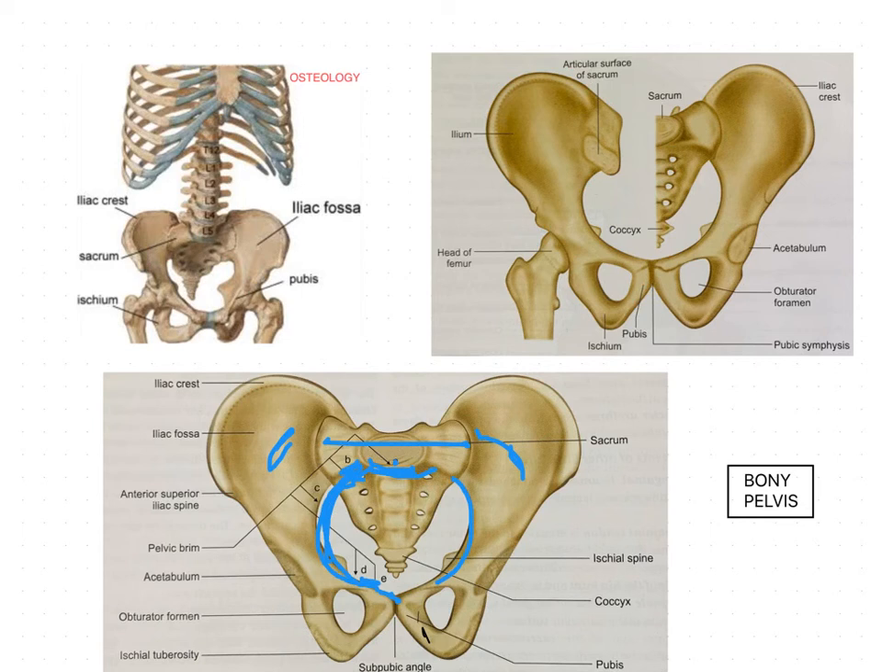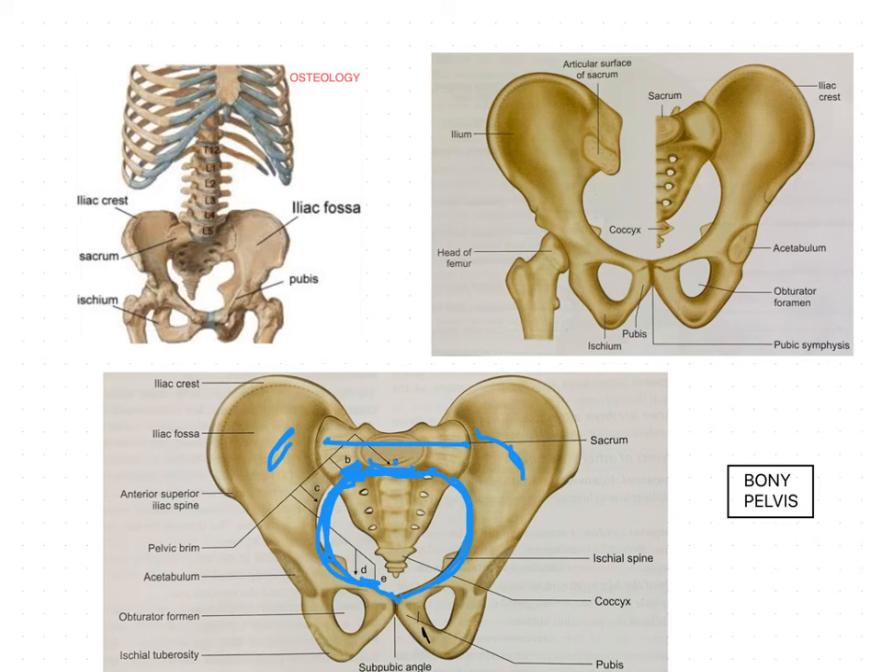Okay. Now, this is the borders of the pelvic brim, that is the borders of the superior aperture of the pelvis, the true pelvis. Okay, and this is separating the greater pelvis from the lesser pelvis.